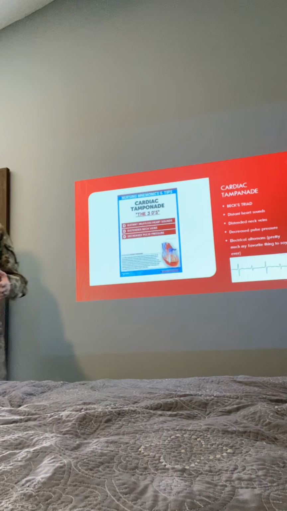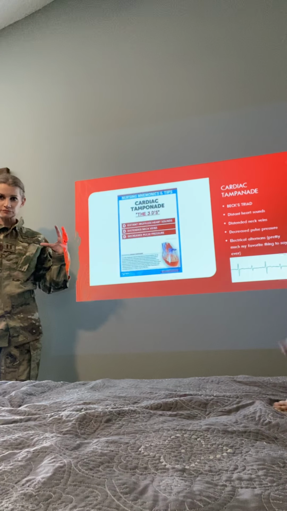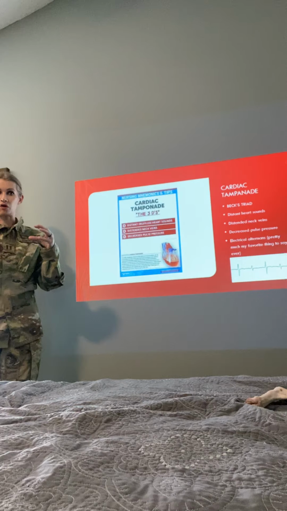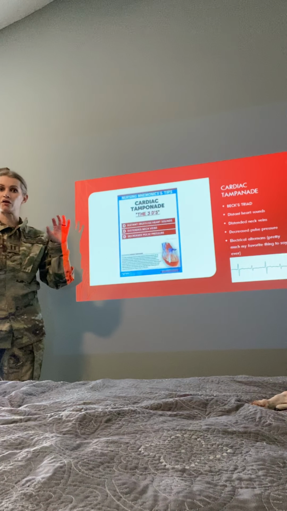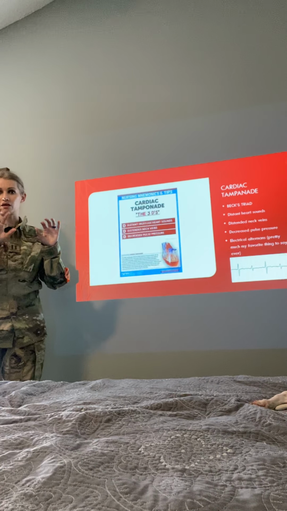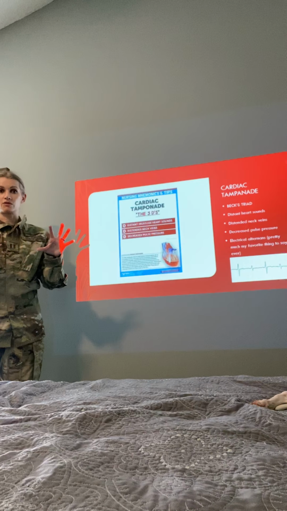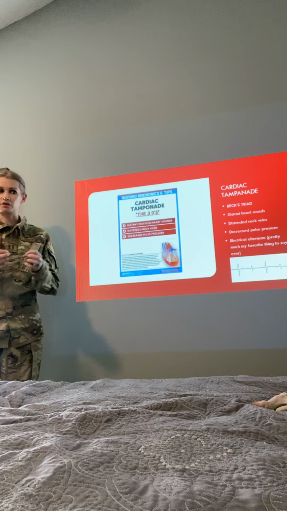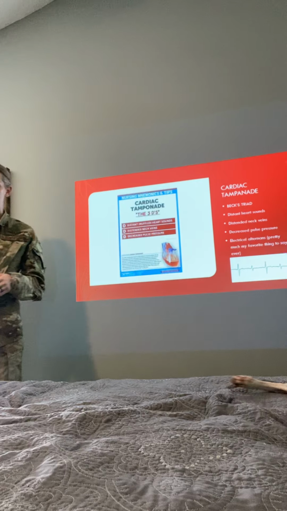You'll have decreased pulse pressures. So, you'll have a very narrow pulse pressure. So you may have a systolic of 140. Well, your diastolic may be 120. And it's just your heart's not actually able to relax and follow its normal flow.